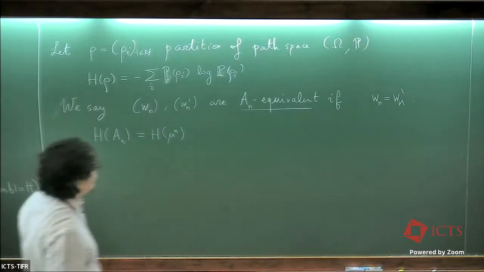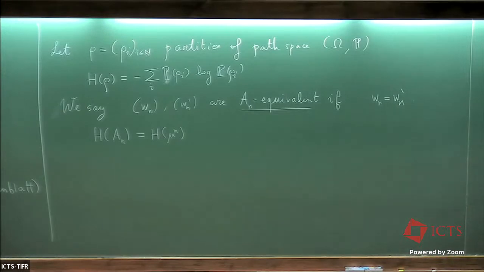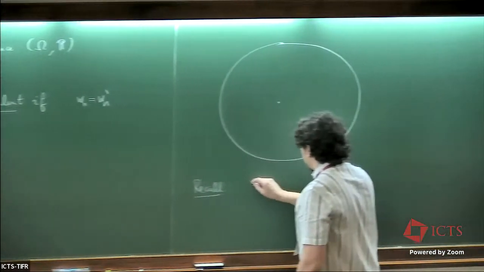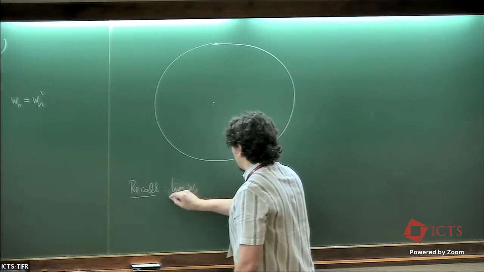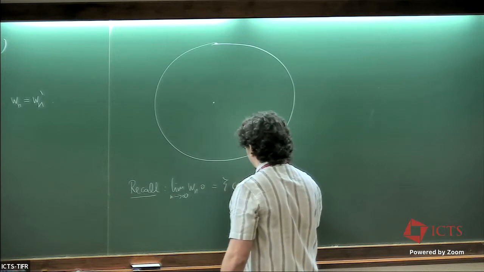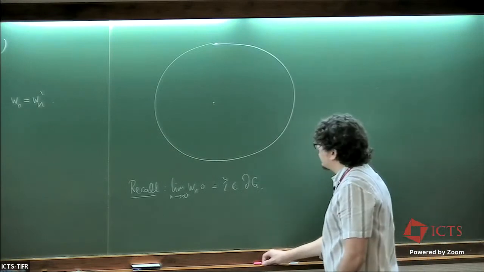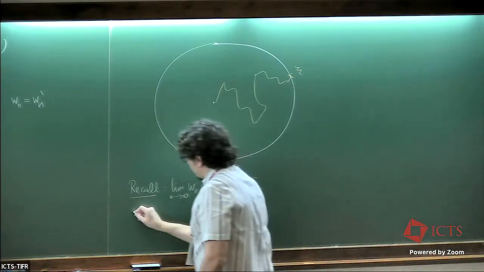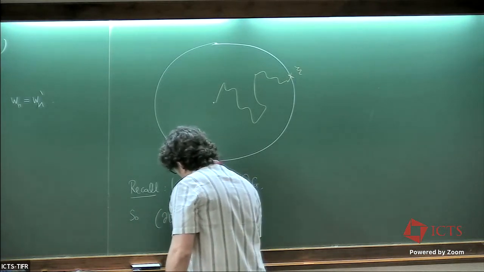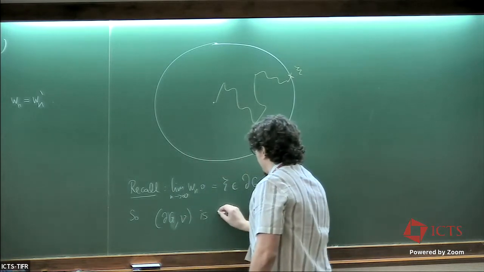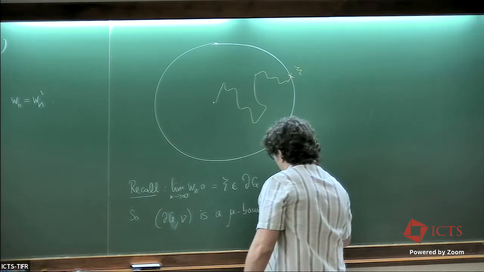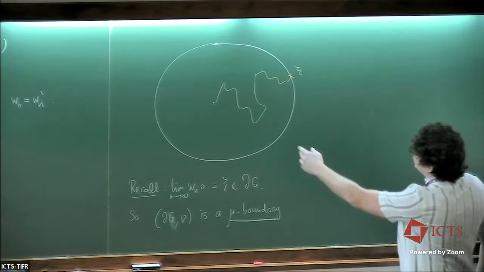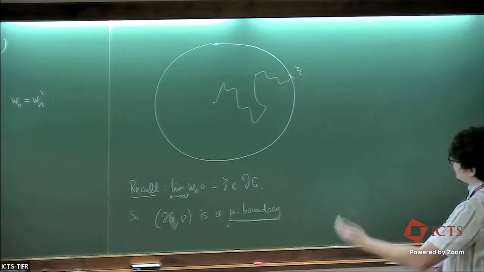And in general, whenever you have a boundary, how can you tell whether this is the Poisson boundary? So recall that we know, for instance, that the random walk almost surely converges to some point on the Gromov boundary. So this is xi. And of course, the Gromov boundary with the hitting measure is what we called yesterday a mu boundary, because there is a map from the set of infinite paths to this boundary, and this is invariant by shift.